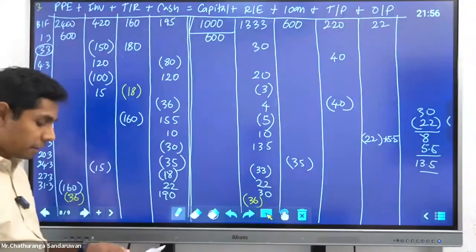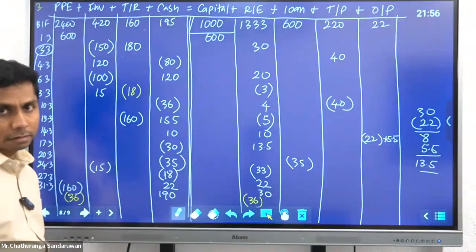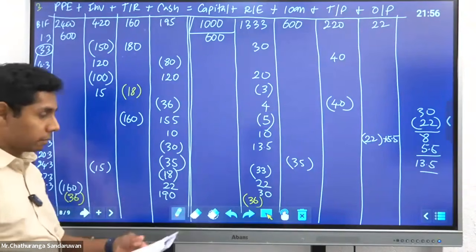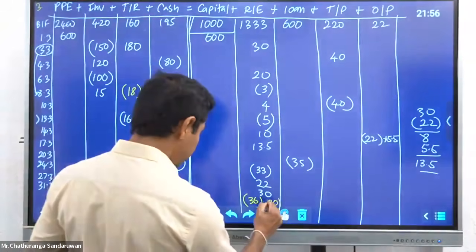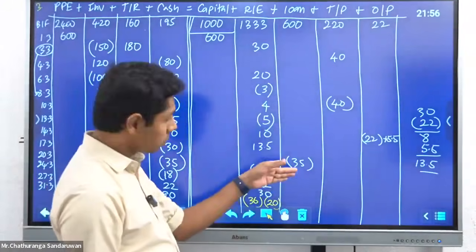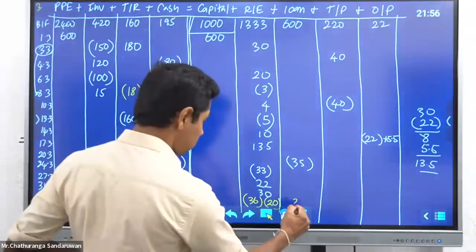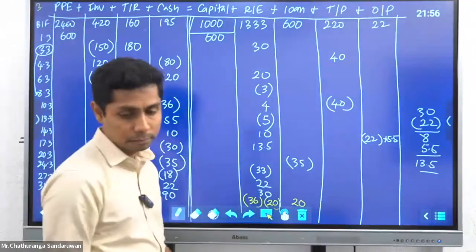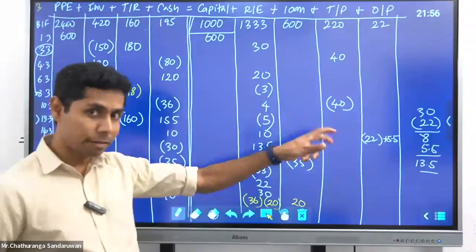Depreciation 36 should be deducted from the PPE, and from retained earnings 36 should be deducted. And the next adjustment is bank loan installment paid includes 20,000 interest, right? That is an expense. So retained earnings should be decreased by 20. Now that has been deducted from the loan, including interest. Therefore, you have to add it back to the loan balance. That is equal to the lease liability.